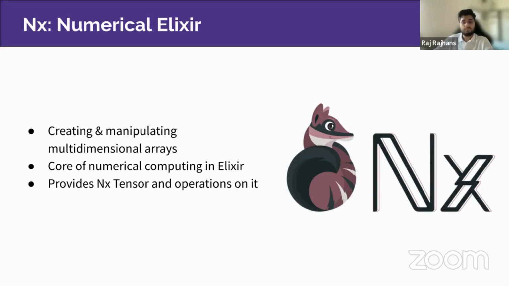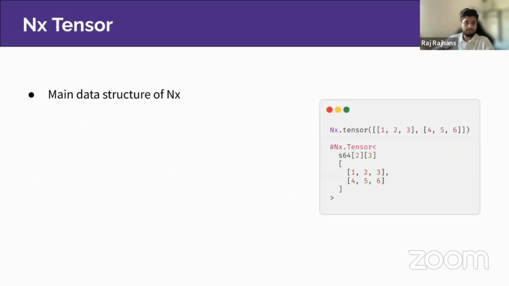If you're coming from the Python ML ecosystem, this will remind you of NumPy. And while the basic purpose is similar, there are a lot of differences due to language constructs like immutability, for example. At the core of Nx is the Nx Tensor. The Nx Tensor is the main data structure that the Nx library is basically designed to manipulate.